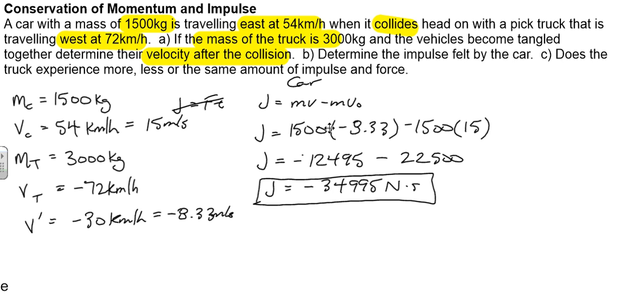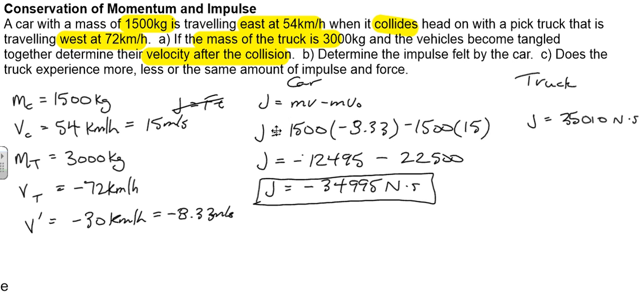If I do the same numbers over again for the truck, you will find you get the same number, just slightly different. When I did the truck's numbers, I get an impulse of 35,100 newton seconds, or so. Why are they different? Should they be different? They should be the same. So that'll answer part C.